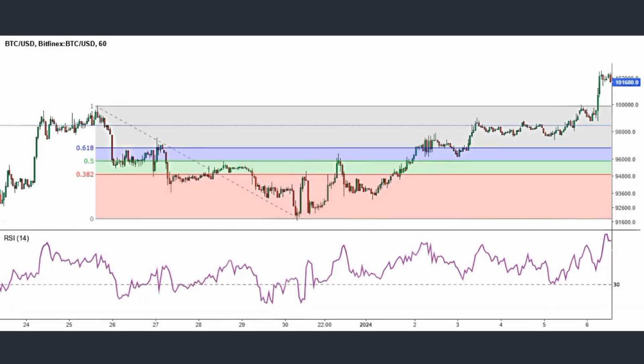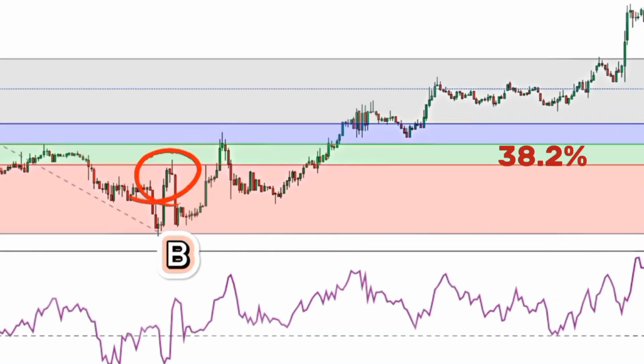Another example. This is a Bitcoin chart. The price has been in a downtrend from point A to point B. We apply a Fibonacci retracement to identify key levels. The price has paused at the 38.2% retracement level, showing little movement either up or down. Meanwhile, the RSI has moved out of the oversold zone and crossed above the 30 level, confirming a buy signal. As we can see, the price then starts to rise.